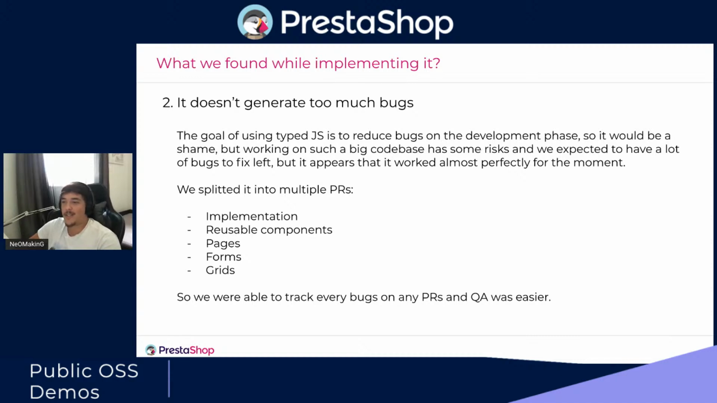The second point is that it doesn't generate too many bugs. I think Prodigy won't agree with this slide, probably, because we added some PRs in order to fix some bugs after the implementation of TypeScript on our code base, but it could have been way worse. To avoid as many bugs as possible when we implemented TypeScript, we split the implementation into multiple PRs. The first PR was an implementation PR. The second was about reusable components, and some were about pages inside the new temp folder. Others were regarding forms, grids, and so on. As we split this work as much as we could, QA was way easier because they were testing small parts of the software, and the PRs were easier to review because they were much smaller.